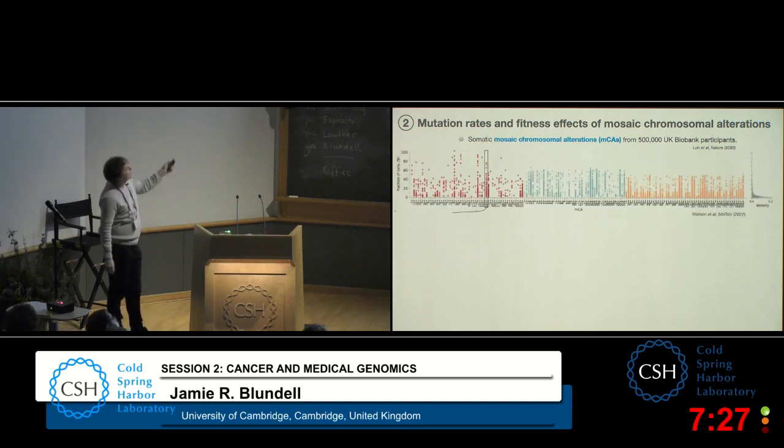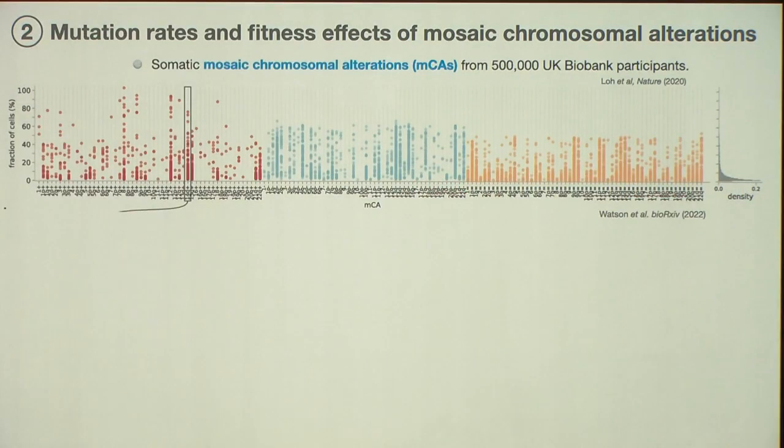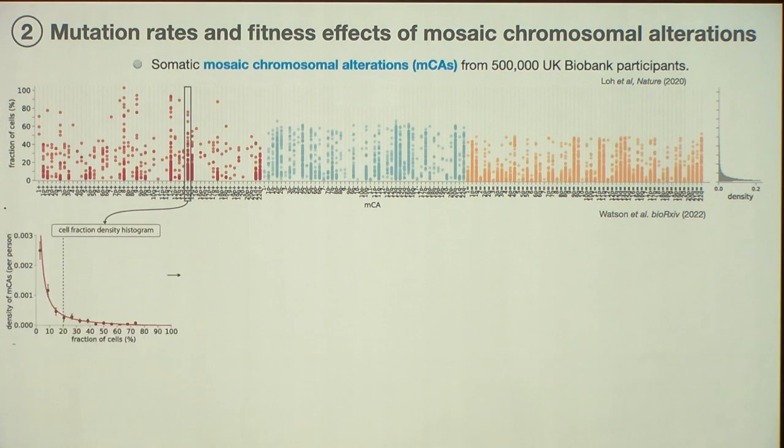And so this is all of the data plotted here. This is gains in red, losses in blue, and copy-neutral loss of heterozygosities in orange. And what you see again is this telltale density which increases very rapidly as you go down in frequency. But because this data is so quantitative, you can really begin to pick apart things about the mutation rate and the fitness effects. So again, this is the density of chromosome 14q gain, for example, here.